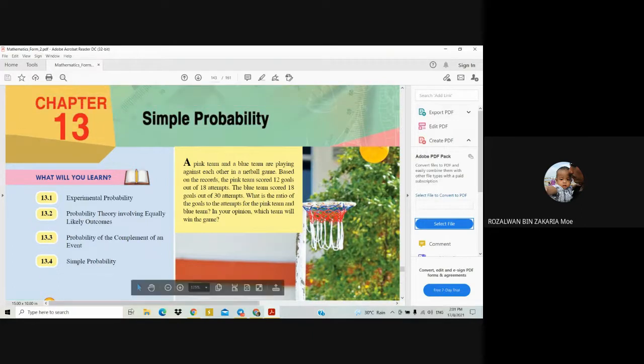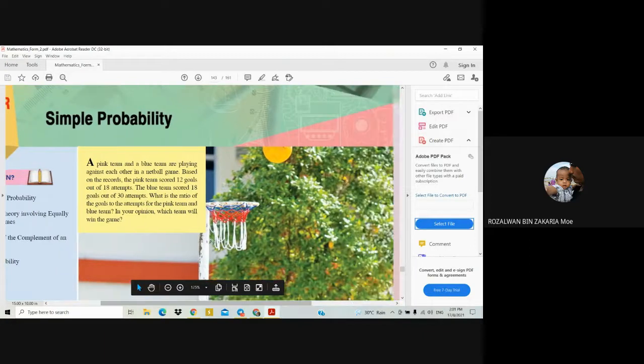All right, class. Now please look at this statement. A pink team and a blue team are playing against each other in a netball game. Based on the record, the pink team scored 12 goals out of 18 attempts. The blue team scored 18 goals out of 30 attempts. What is the ratio of the goals to the attempts for the pink team and the blue team? In your opinion, which team will win the game?